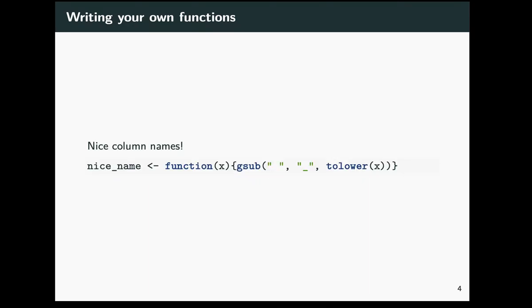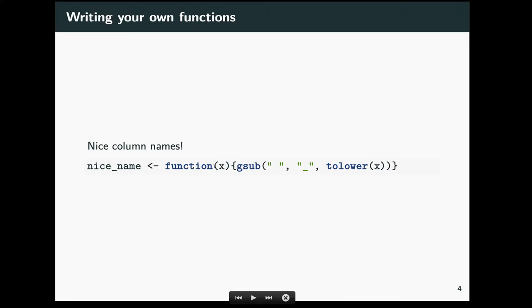So let's go over a really simple function just to remind ourselves of the basic structure of a function. This function is for creating nice column names. You can see on the left-hand side here you have the name of the function, and that just sits to the left of the assignment operator here. The next piece we have here is a function called function. So this is the function that you use to generate your own functions.